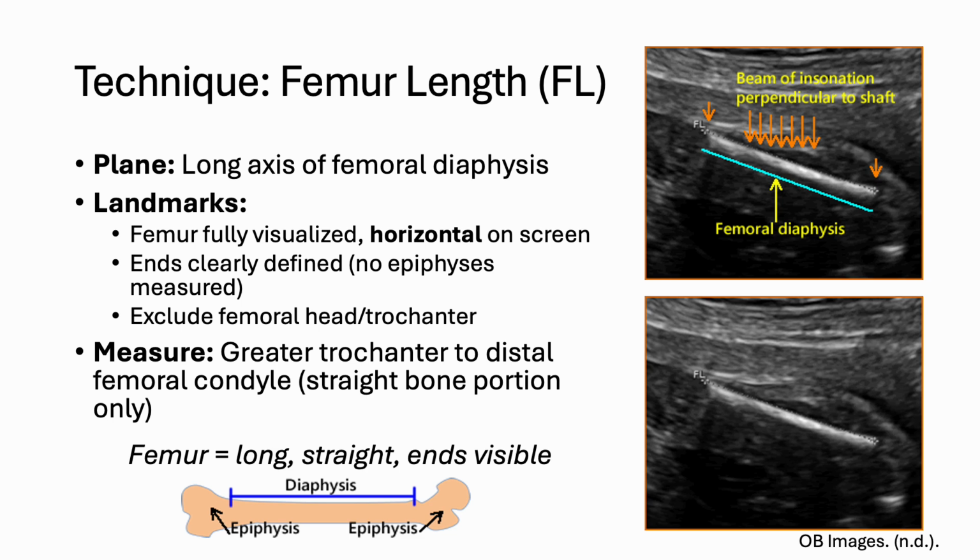So the landmarks, you want to make sure that the femur is visualized horizontally on the screen. The ends need to be clearly defined. You do not want to get the epiphysis measured, and you want to exclude the femoral head or trochanter. You want to measure the greater trochanter to the distal femoral condyle, so the straight bone portion. You can see on the image on the bottom, you want to measure the very outer parts of that, end to end. So remember, for the femur, you want to think long, straight, ends visible.